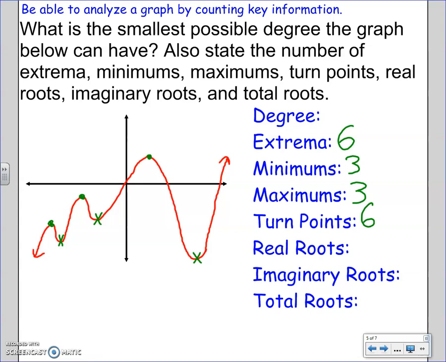Okay, remember the number of mins and maxes or extrema is always 1 less than the degree. So there's 6 turn points or 6 extrema. The degree should be 7. 7's odd. Is this graph going different directions? Yes, the left side's going down, the right side's going up.